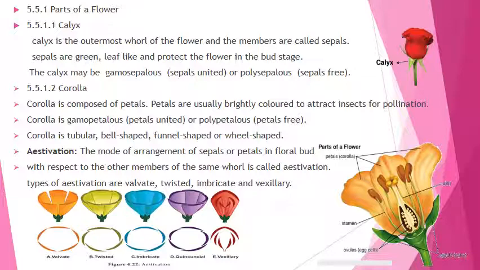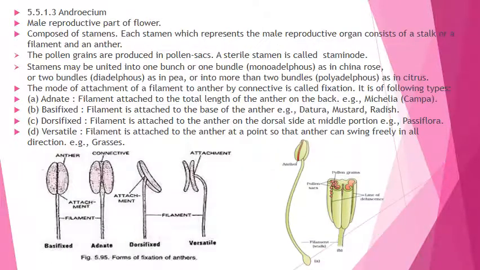Okay, students, we move towards the description of the different reproductive organs, the reproductive parts of the flower. First comes the male reproductive part, that is called androecium. Androecium is the male reproductive part of the flower. It is composed of stamens.